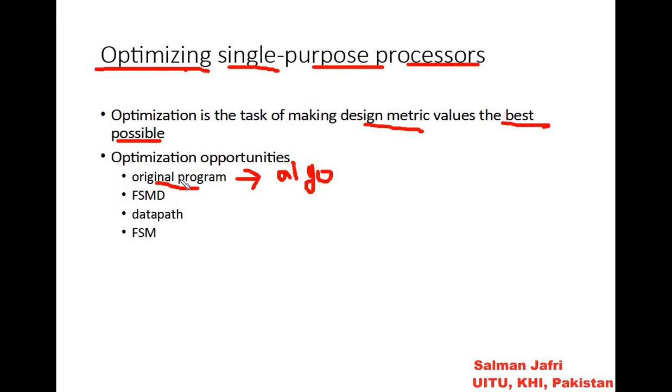So we'll look at how the steps can be carried out for each of these levels of optimization. A single purpose processor might be optimized at one particular level, or it might be optimized at all of these levels. So there are different things we can optimize at each level. For example, in the original program, we could optimize the algorithm. In the FSMD, we could optimize in terms of states. In the data path, we could optimize in terms of the functional units. And finally, in the FSM, we could optimize in terms of, for example, how the state encoding is done for our FSM.